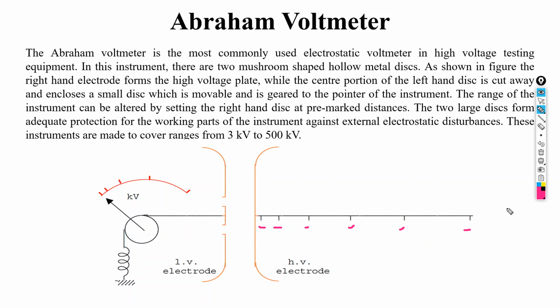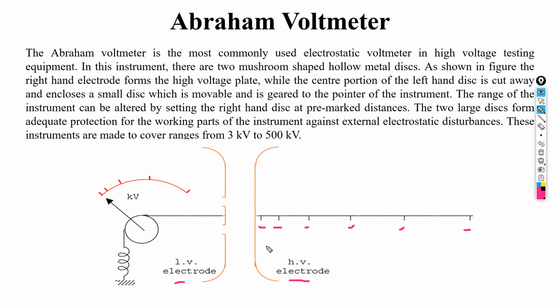The two large discs form adequate protection for the working parts of the instrument against external electrostatic disturbances. These instruments are made to cover ranges from 3 kilovolt to 500 kilovolt. Now we'll discuss the operation. These are the two electrodes: this is the high voltage electrode and this is the low voltage electrode. They are made of mushroom shapes.